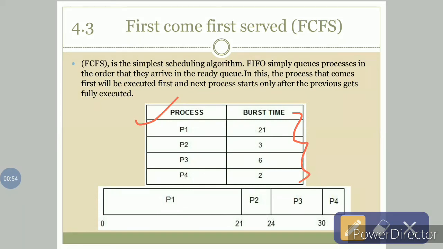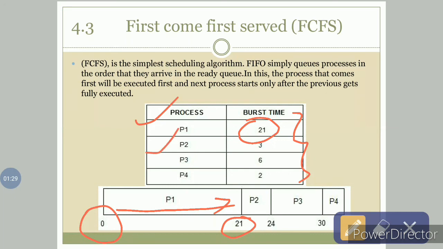In the chart we can see that process P1 came into the ready queue, and it has to be executed first. So at arrival time 0, P1 came and then it starts execution till the time 21. Burst time is the time for its execution. So process P1, whenever it executes, will take 21 units of time for its execution. That is the meaning of burst time. So P1 comes in and starts from 0 units of time up to 21.